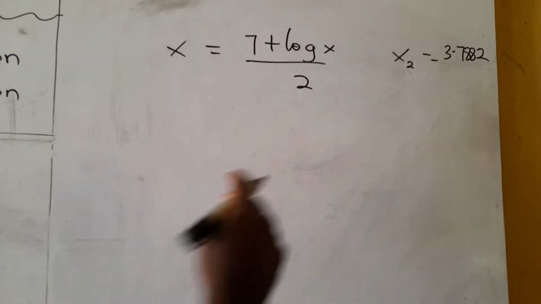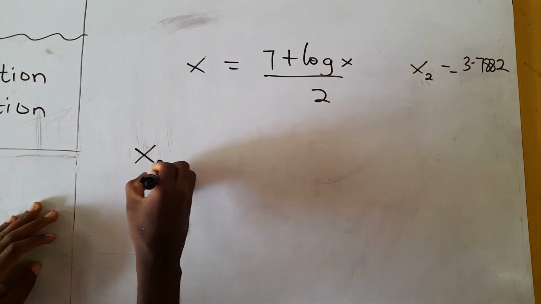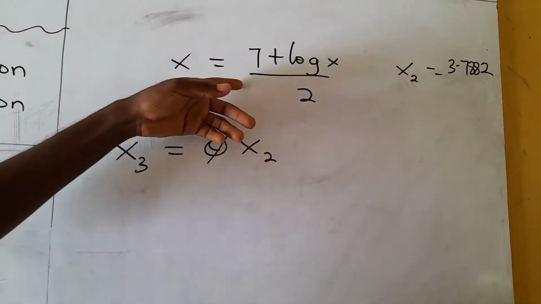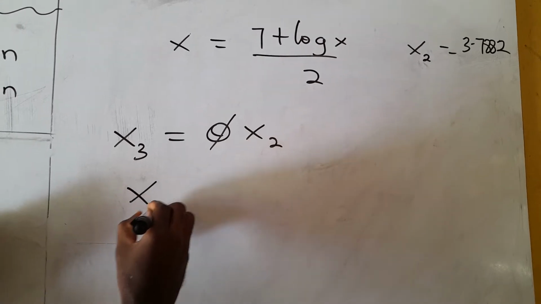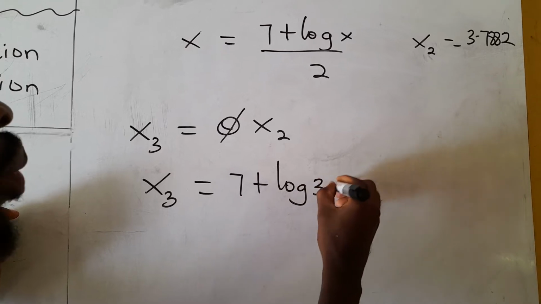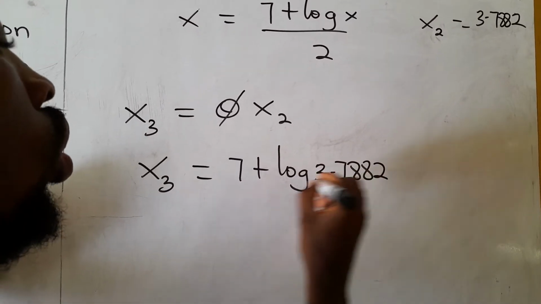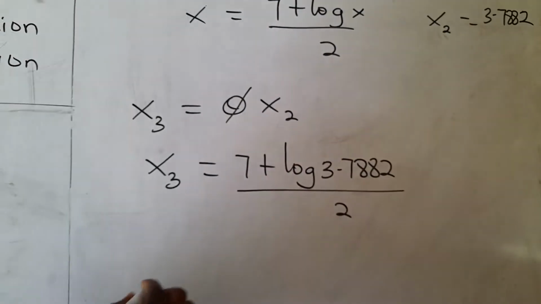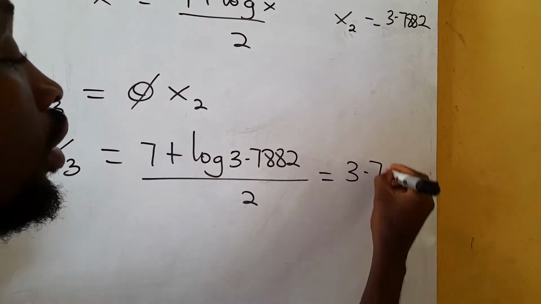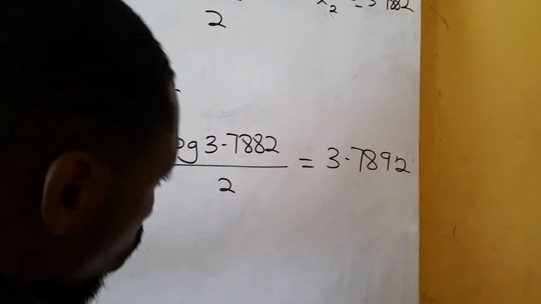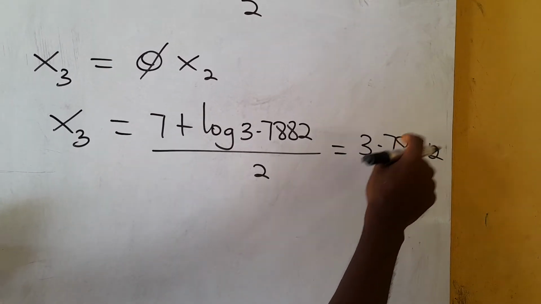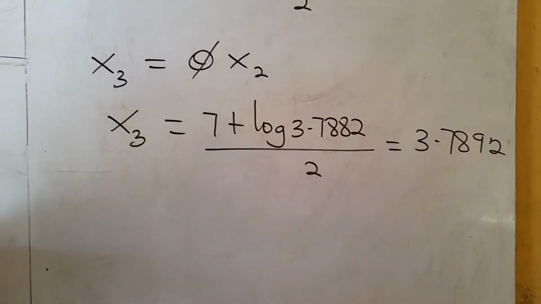So since we know our x2, we can find x3. So x3 will be the substitution of the x2 in place of x in the equation. So our x3 will equal (7 plus log 3.7882) all over 2. And we'll do that very well. We'll get our x3 to be 3.7892. So when we correct this to 3 decimal places, we get 3.789, as they say we should prove.